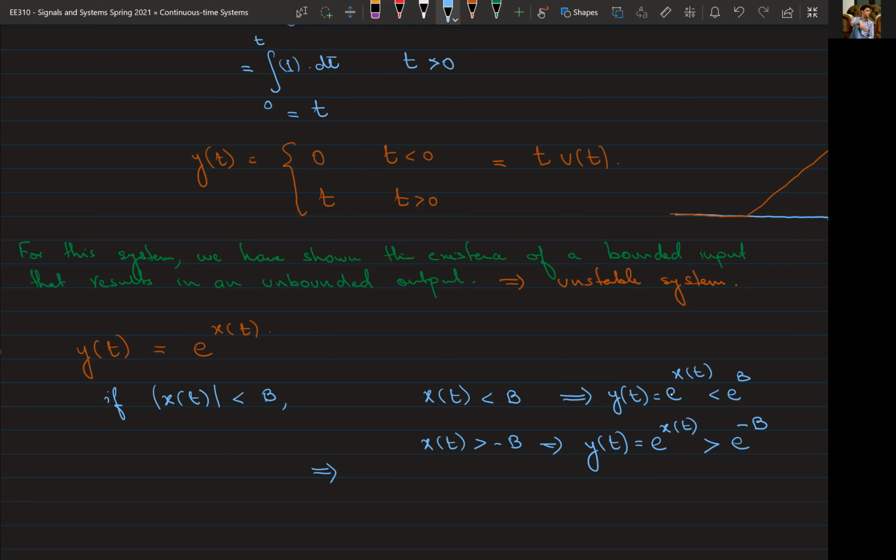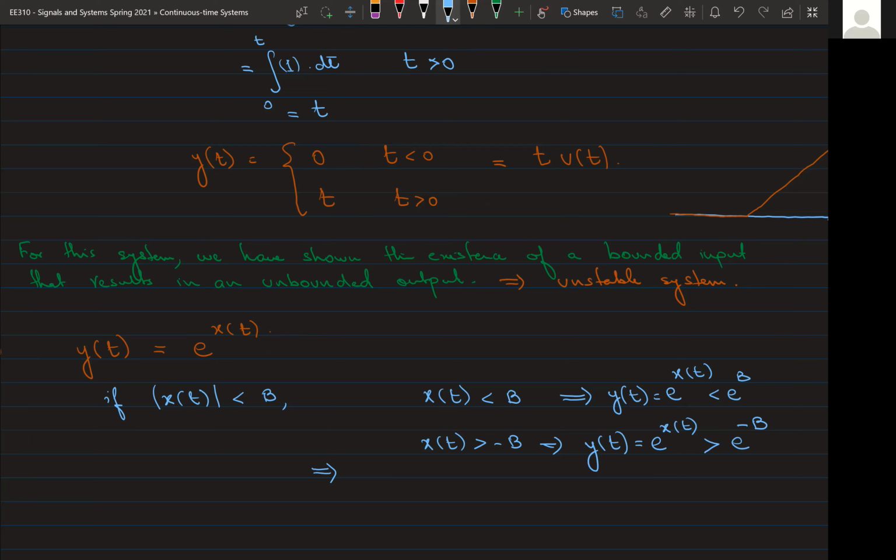Here, is it necessary that the positive bound and the negative bound be the same? No, it's not necessary. All we need to do to prove this is find two values of x for which the input is bounded and for which the output is also bounded. Yes, correct.